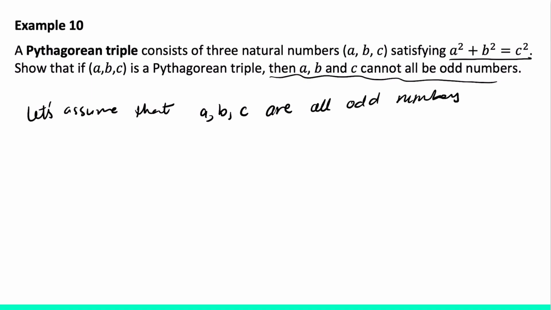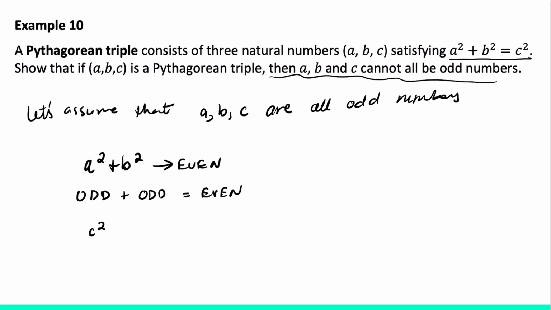Let's assume that they are all odd numbers. So we're doing the opposite. If they are all odd numbers, then we have a squared plus b squared. So we know that when we square an odd, we end up with an odd. So that'll be an odd number. Square an odd ends up being odd, and an odd plus an odd is equal to an even number. So a squared plus b squared is even.